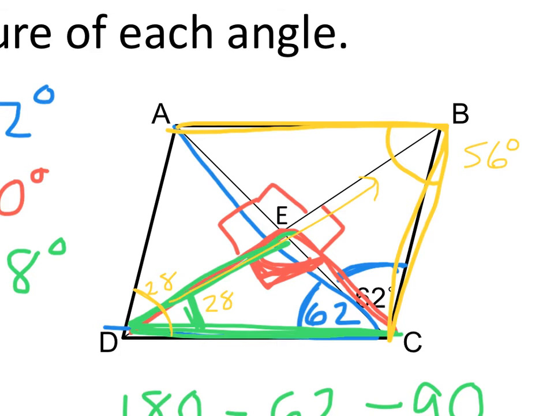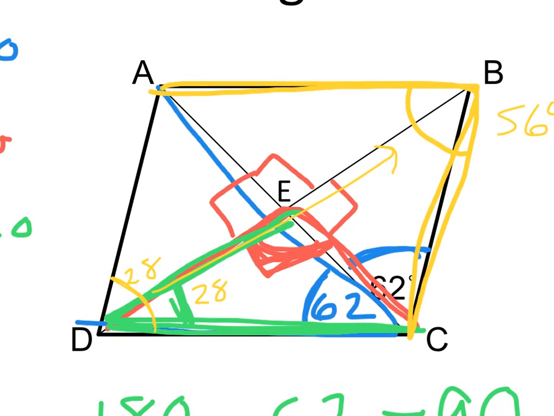How did you get 56? Okay, so we knew that this little one was 28. This part also is 28 because the diagonal bisects it. So we have 28 and 28. 28 plus 28 is 56, so this whole angle here at the bottom is 56. So opposite angles are congruent. That one's 56.